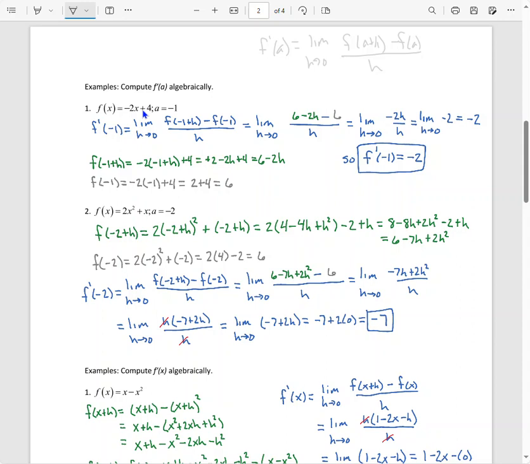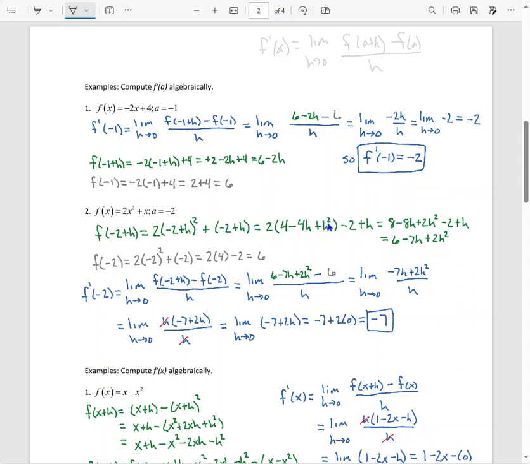Number 2, f of x equals 2x squared plus x. Our a value is negative 2. Now I know I'm going to need f of negative 2 plus h, and I'm going to need f of negative 2, so I just start with that. I find f of negative 2 plus h by replacing every single x with an open parenthesis, and then I fill it in with negative 2 plus h. So I'll have 2 times negative 2 plus h squared plus negative 2 plus h.